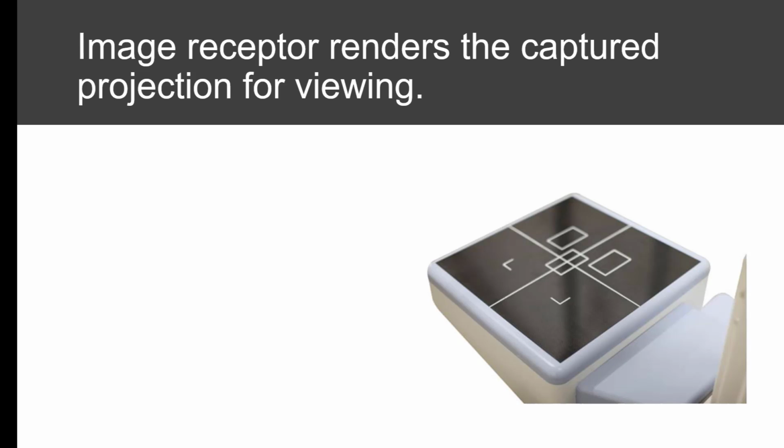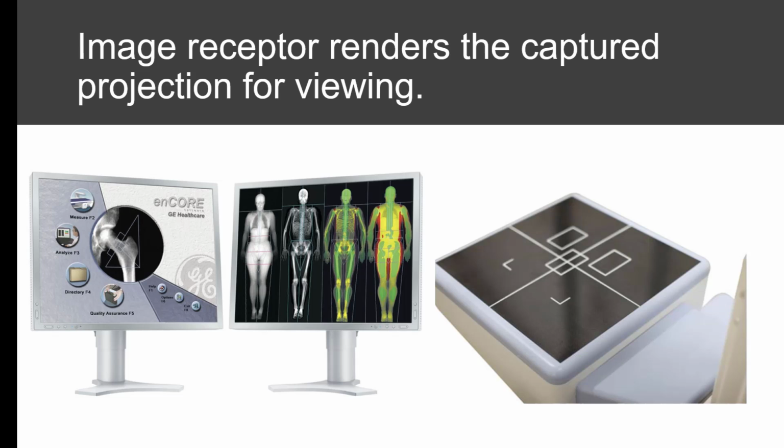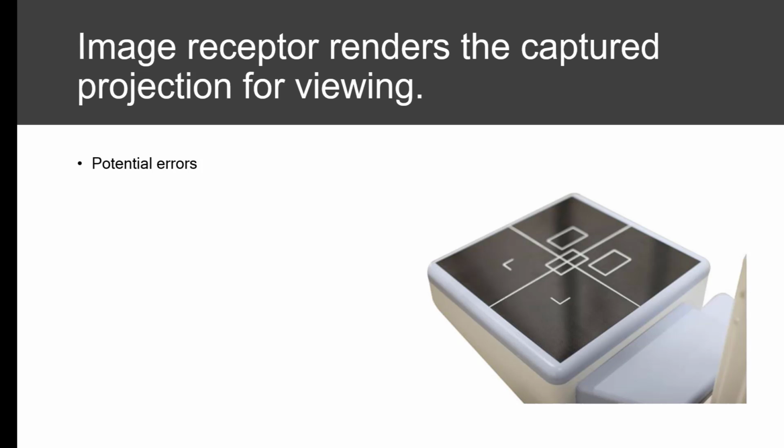We've captured the data, but we notice there's some problems with it, some minor problems, and the image needs to be optimized or tweaked. Can we do that at the QC station prior to sending it to the radiologist for interpretation? Yes, we can. Let's look at some of the things that we can possibly cure or fix or tweak prior to sending the image off for interpretation. Here are some potential errors.